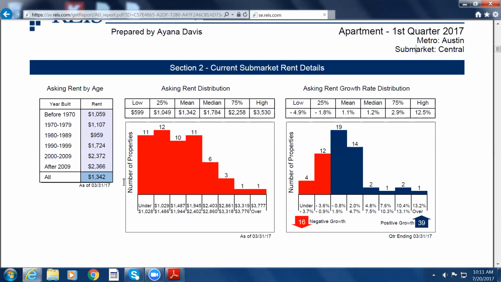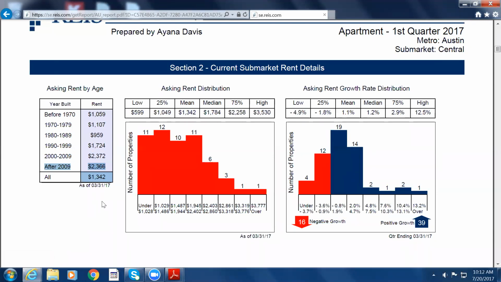So looking at the current quarter, first quarter, what we'll do is break down all the information for that submarket by vintage. So on the left-hand side, I'm showing asking rents by age. For example, if you're looking at a newer property within this submarket, average rents are $2,366. That's going to be gross.